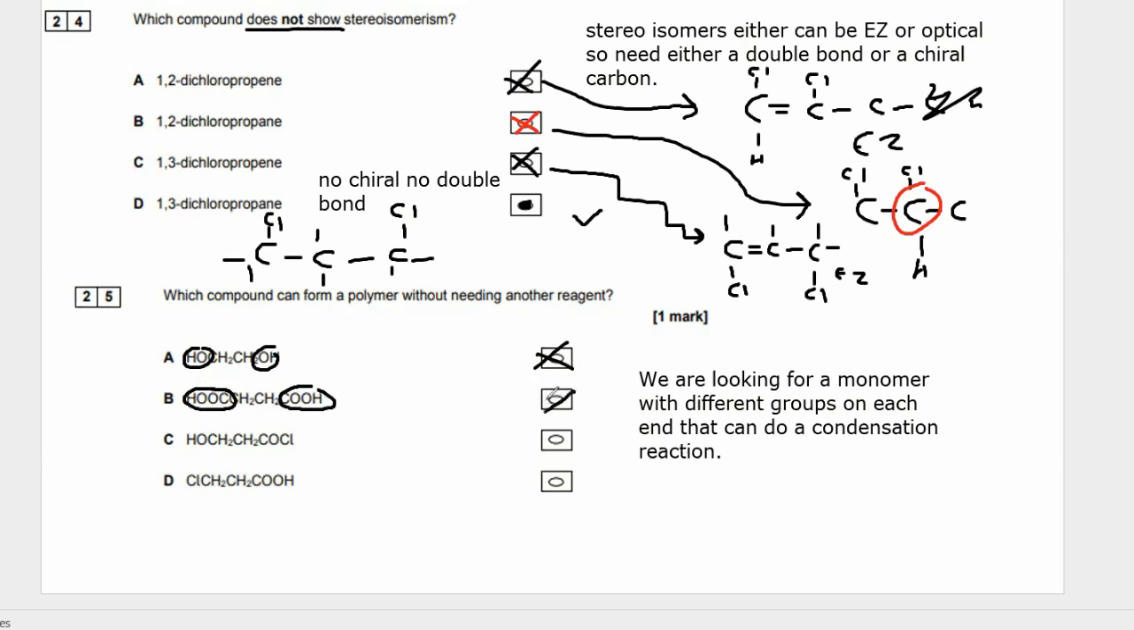The second one is a dioic acid or dicarboxylic acid. That can't do it. The last one has a carboxylic group, and then it has a group that can't be involved in a condensation reaction there. And then C is our answer.